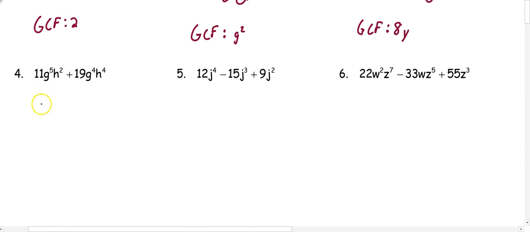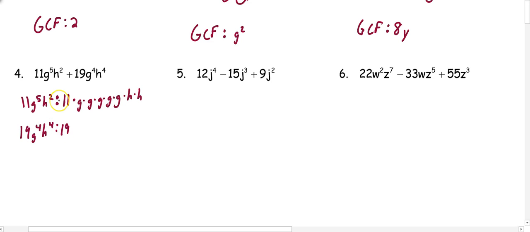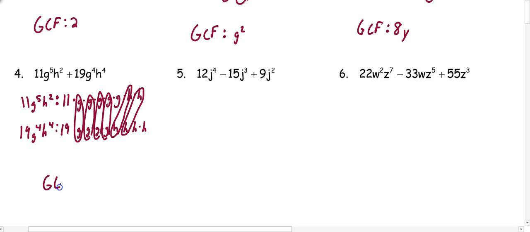Number 4, we have 11g to the 5th h squared. A number that multiplies to 11 is 11. And then we have g 5 times, and we have h 2 times. For 19g to the 4th h to the 4th, a number that multiplies to 19 is 19. G to the 4th, so we're going to have 4 g's, and h to the 4th, so we're going to have 4 h's. So in common, they have a pair of g's 4 times, and they have a pair of h's 2 times. So my GCF here is going to be g to the 4th because there's 4 g's multiplied together, and h squared because there's 2 h's multiplied together.